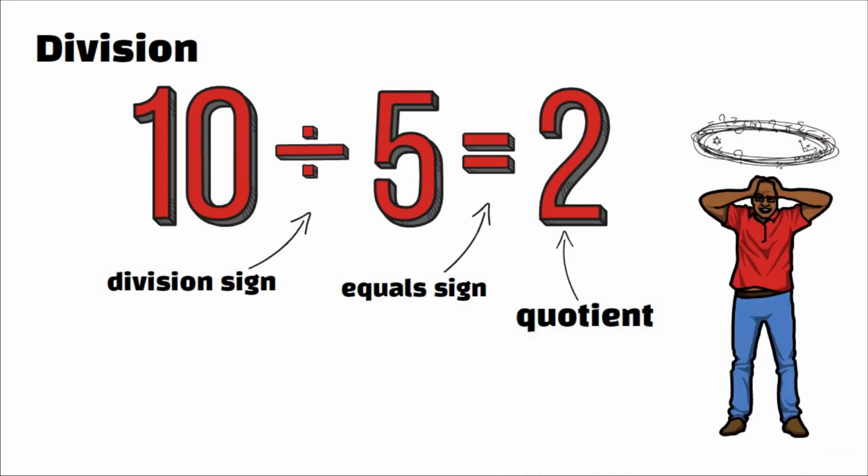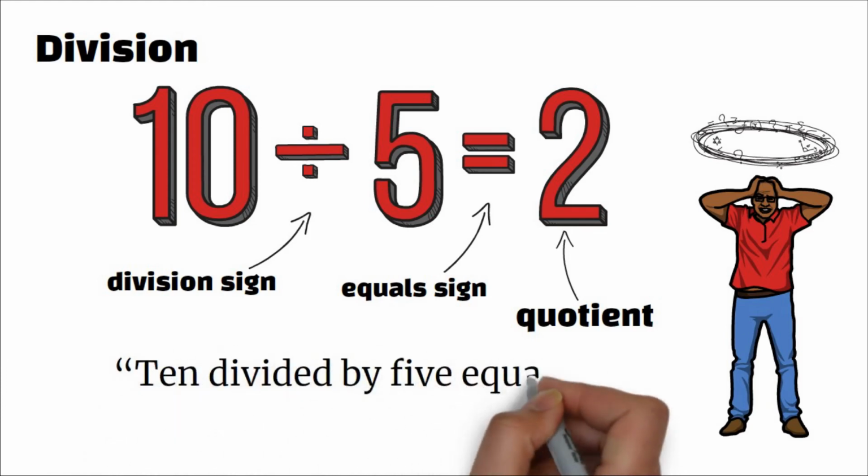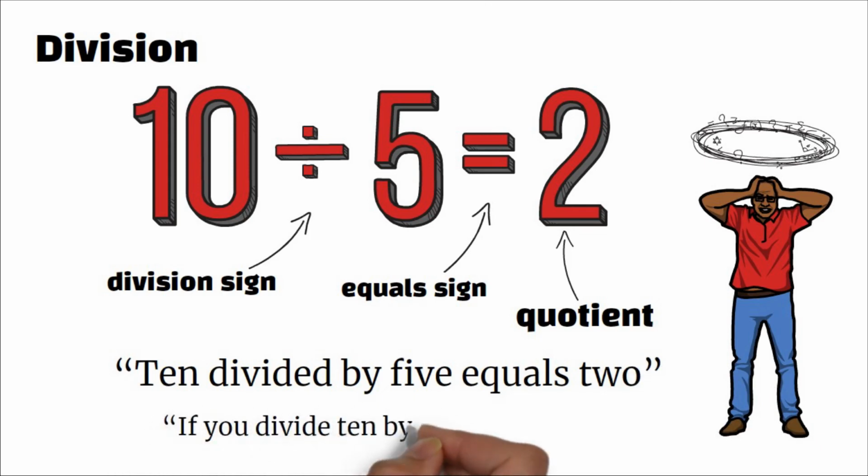We read the whole equation like this. 10 divided by 5 equals 2. Or if you wanted to explain this to someone, you could say, if you divide 10 by 5, you get 2.